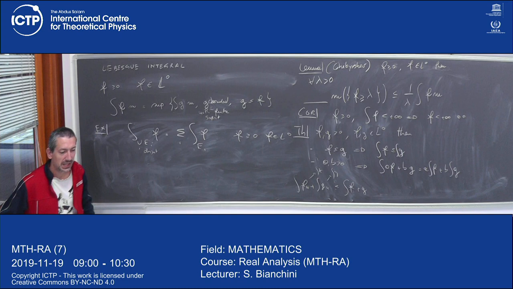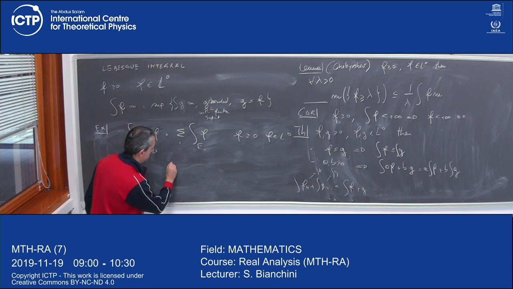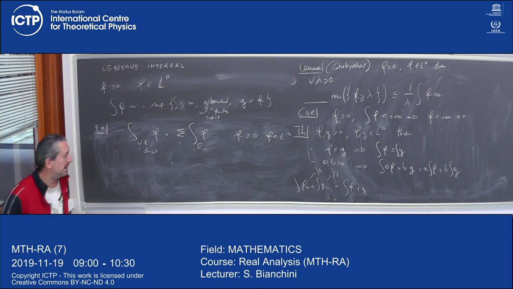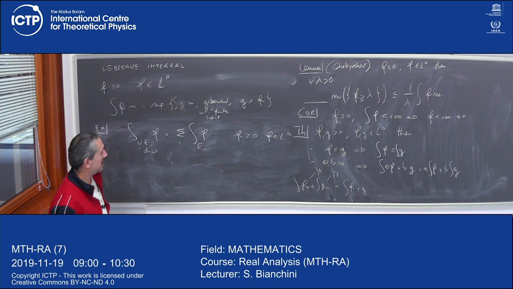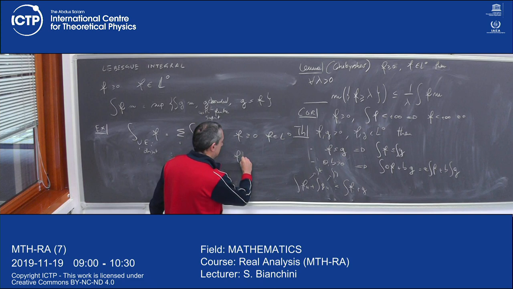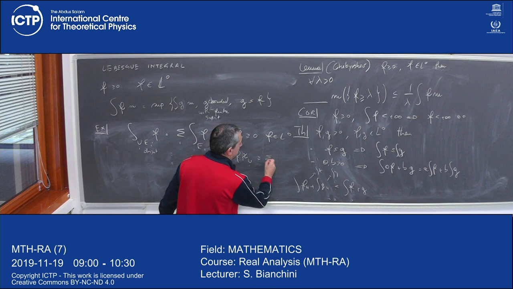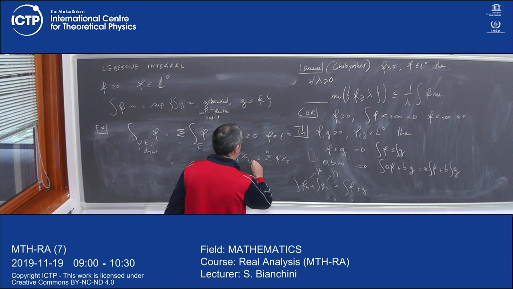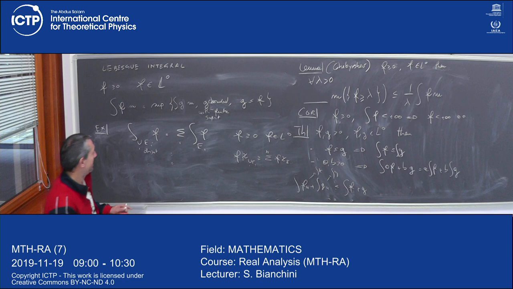The first. Which side? This guy or this guy? It depends how you interpret it. No, this side. The lesser or equal? And to which function you apply the monotonicity? I see f times the characteristic function of the union is less or equal than any finite sum of the integrals of f. So I would say that you get the other one.